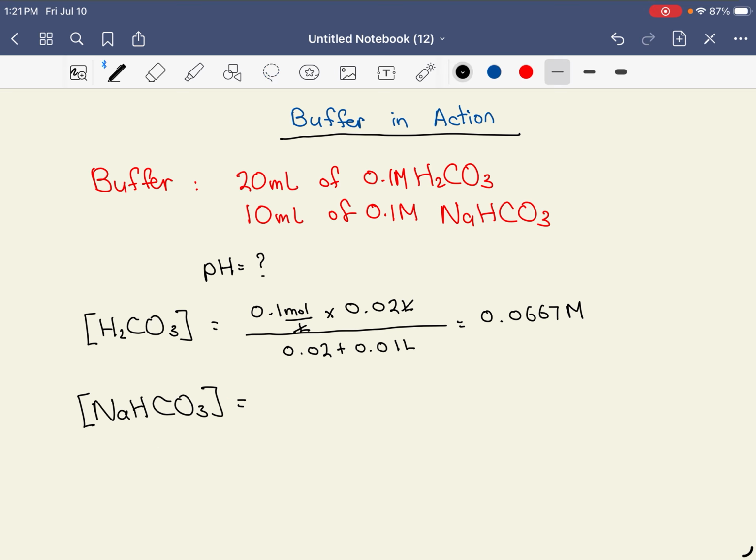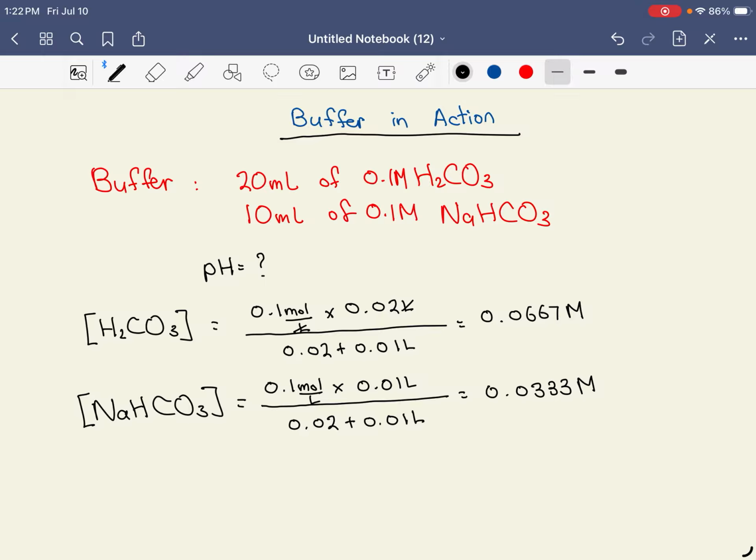That way it's not taking up so much space. There you go. So I will do the same thing with sodium bicarbonate. What is the final concentration of that? I started out with 0.1 molar of this with only 10 milliliters because I just want half. And then I'm going to divide that by the total volume. And the concentration here is 0.0333.